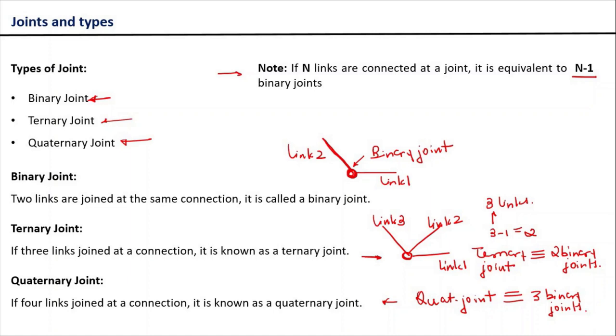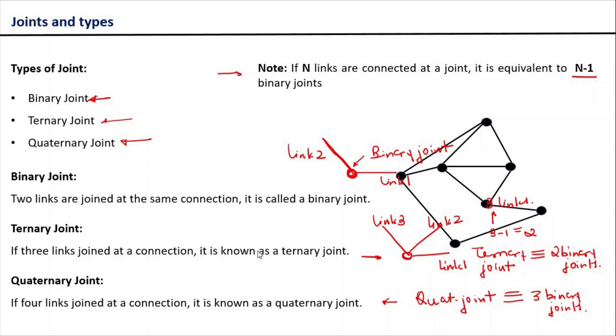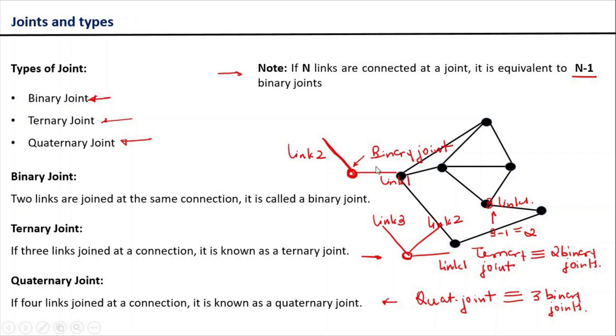Now let us move ahead and try to figure out the binary and ternary joints in this diagram. If you observe this particular joint, only two links are connected. One is this one, another is this one. So this is a binary joint. Now at this particular joint, how many links are connected? Link 1, link 2, link 3. So this represents a ternary joint.